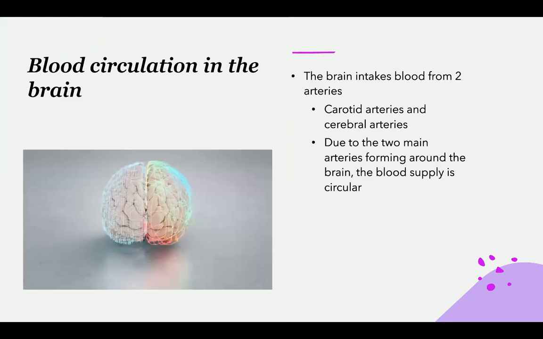Next, we're discussing the blood circulation in the brain. The brain intakes blood from two types of arteries, the carotid arteries and the cerebral arteries. Due to these two main arteries being the main supplies of blood, they form a sort of circular track around the brain. And this is how blood is supplied to the brain.